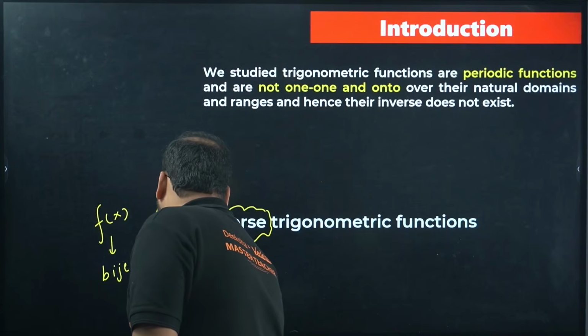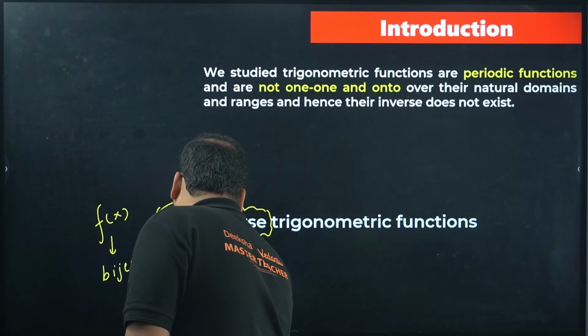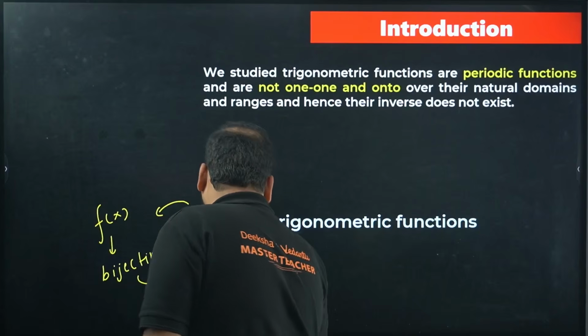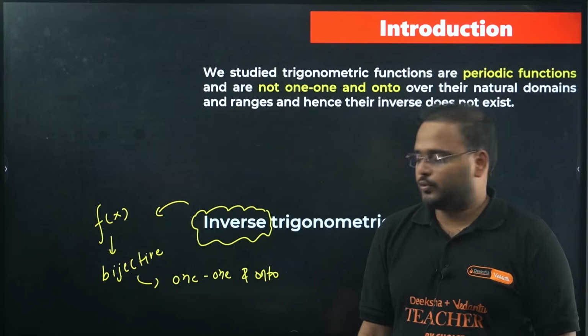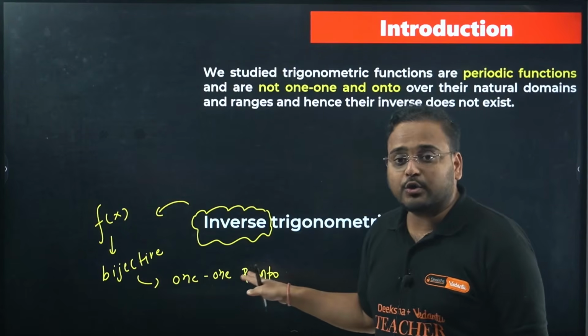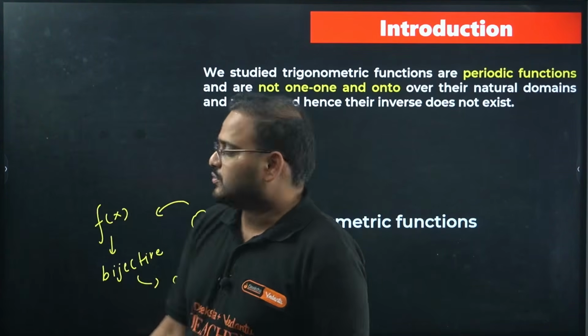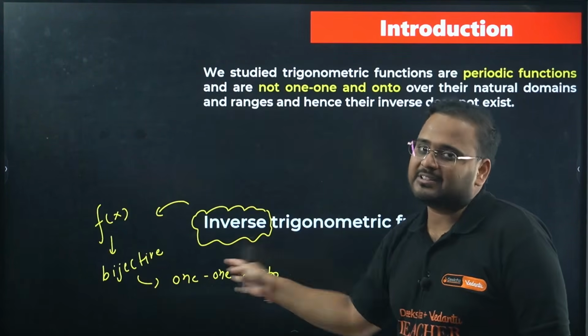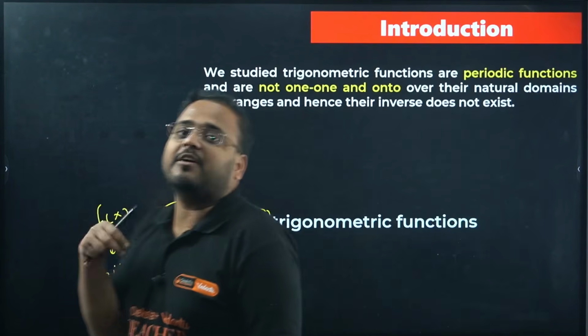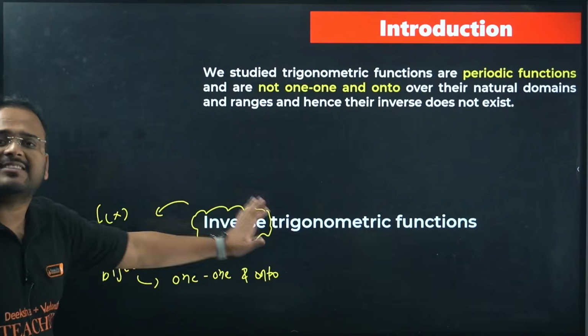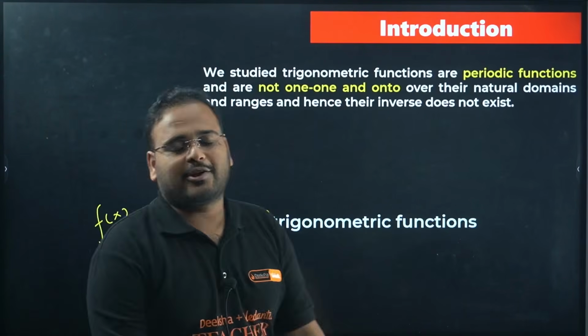Bijective means the function should be one-one and onto. If I have a function that is one-one and onto, it's called a bijective function, and that is an invertible function. So the inverse of a trigonometric function has that meaning only. Those trigonometric functions which can be invertible, we find the inverse of that and we get the inverse trigonometric function.